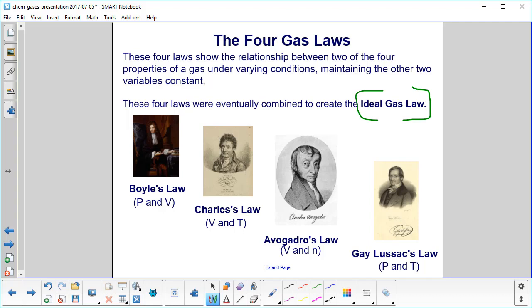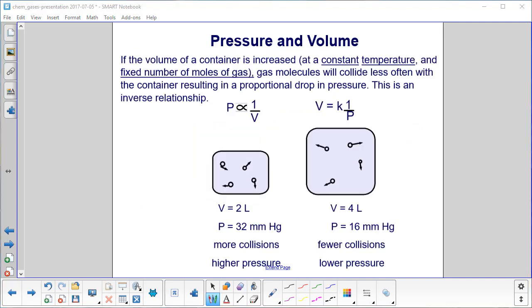Physicists and chemists like doing that, getting to as few laws as possible. So we start with Boyle's law, that takes care of pressure and volume. Charles's law relates volume and temperature. Avogadro's law, volume and number of moles. And finally, Gay-Lussac's law, which is pressure and temperature. Let's examine Boyle's law first, which deals with pressure and volume. And remember, we have to keep the other two variables constant. So that's what you see here. Temperature is constant and the number of moles of the gas is fixed.